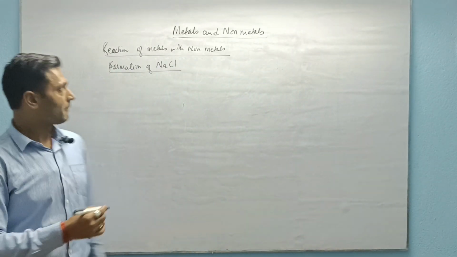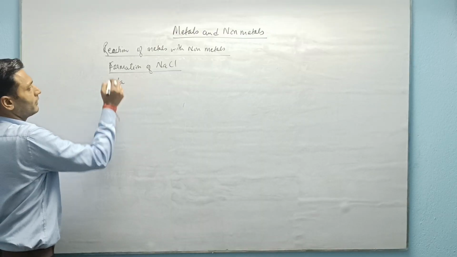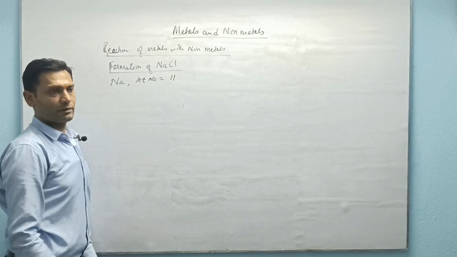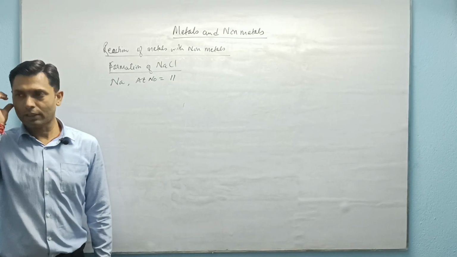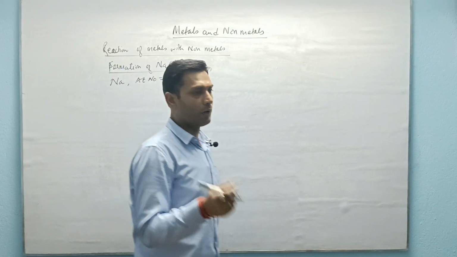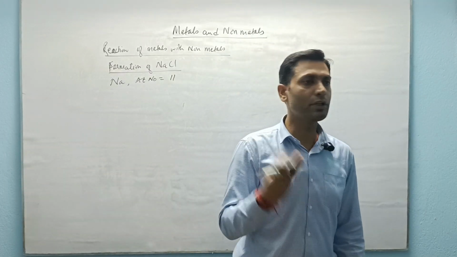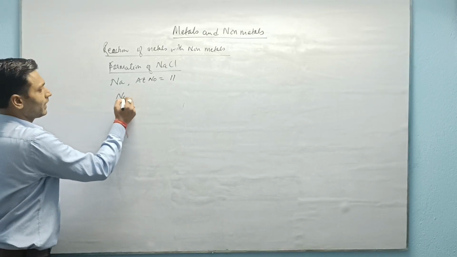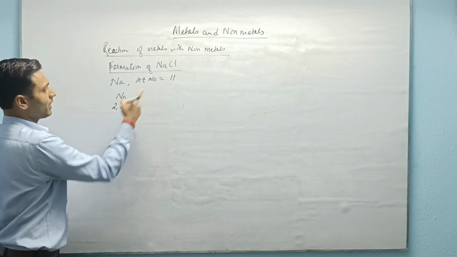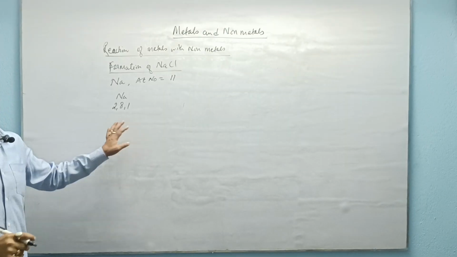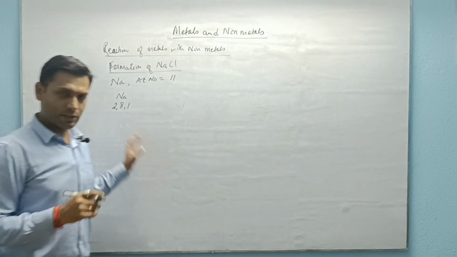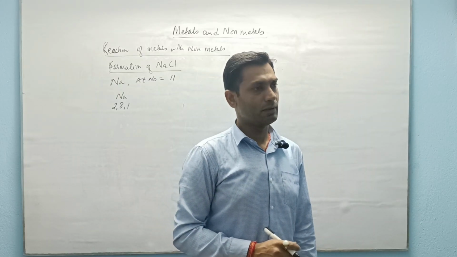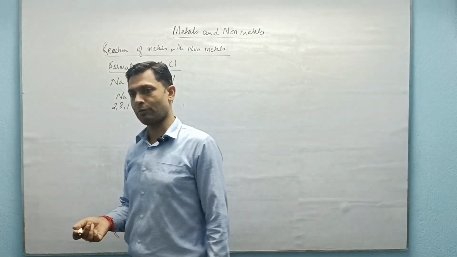See, first of all, sodium. The atomic number of sodium is 11. So what will be the electronic configuration? 2, 8, 1. Sodium will have 3 orbits, where the first orbit will have 2 electrons, the second will have 8 electrons, and the last remaining 1 electron in the third orbit. This is called electronic configuration, that is, the distribution of electrons in the various orbits of the atom. How the electrons are distributed.